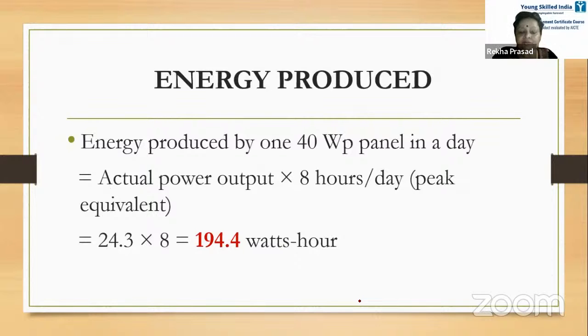Energy produced is the actual power output into 8 hours a day, if you're taking 8 hours of peak equivalent. So it is 24.3 into 8, which comes to 194.4 watt hours. The maximum we calculated was 196, but actually it will be 194.4 watt hours.